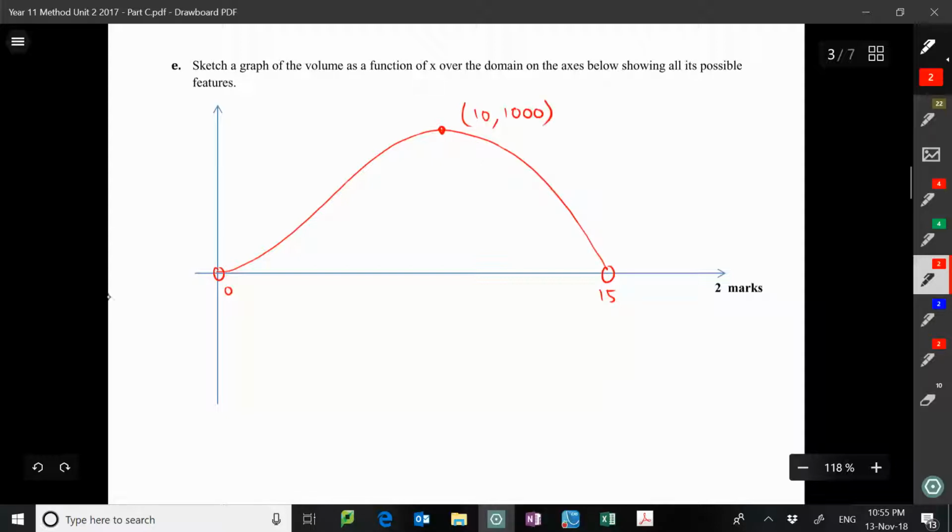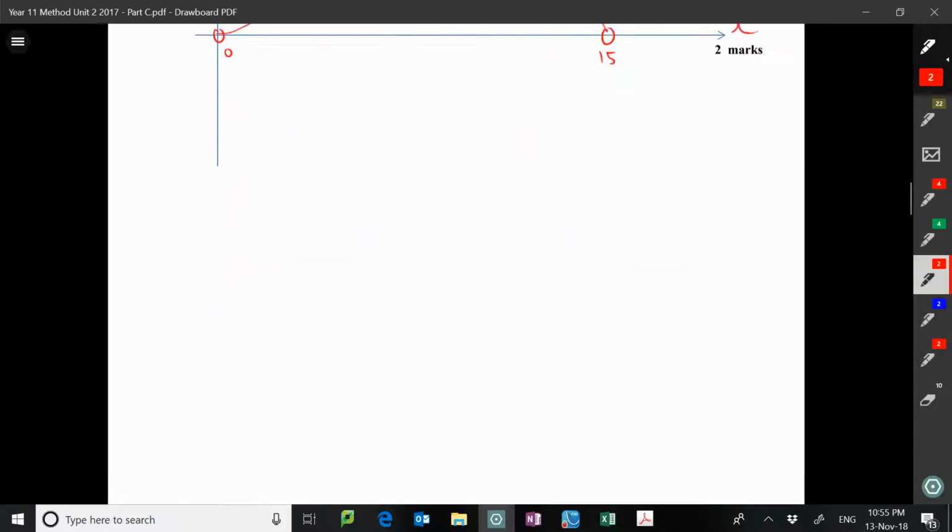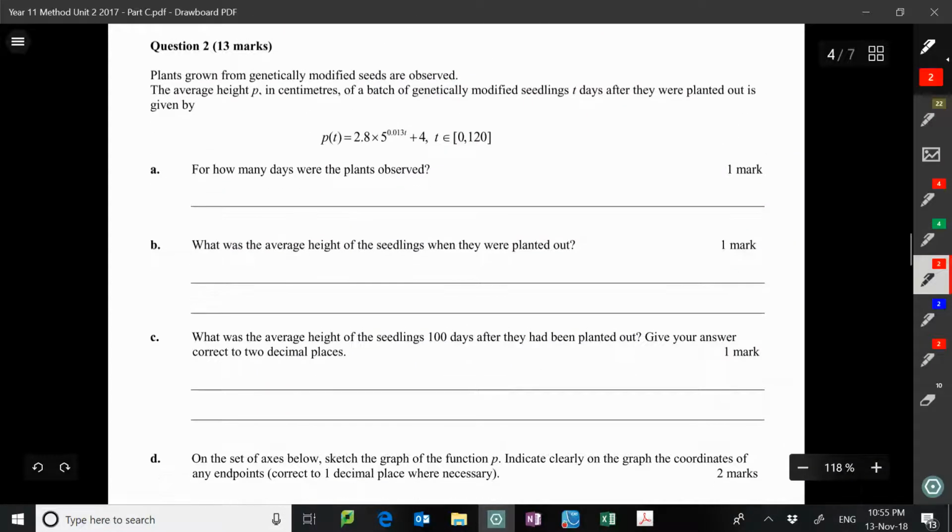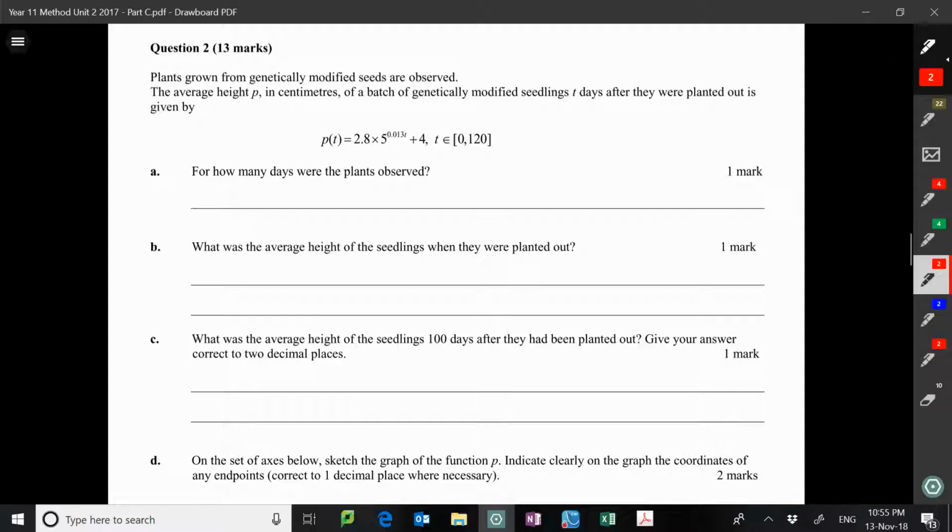Okay, so let's read it. It says sketch the volume of the function. So I got v against x, and over the domain, so 0 to 15, on the x-axis, showing all its possible features. So I got turning point, endpoints. Voila, 2 marks, too easy. Okay, and there you go. Let's move to the next one. Same drill, guys, same drill.